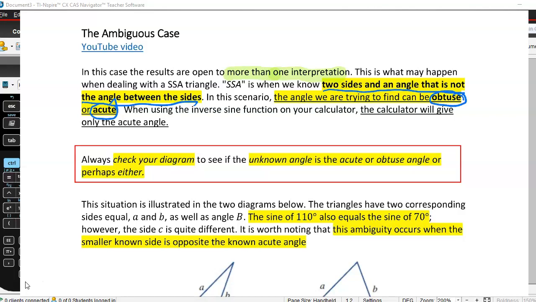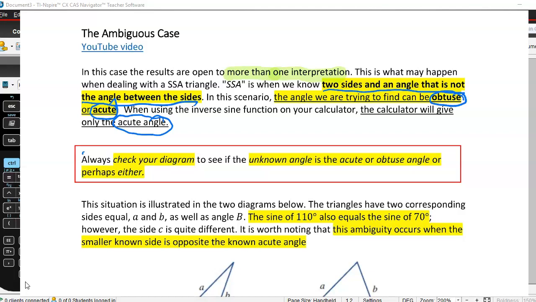So when using the inverse sine function on your calculator, the calculator will give only the acute angle. It will only give you the acute angle. You can find the obtuse angle fairly easily, but you've got to be aware of which one you're finding. Just double checking, acute means less than 90 degrees and obtuse means less than 180 but greater than 90 degrees.